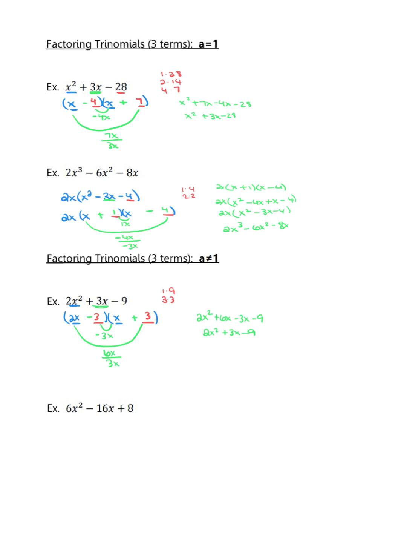Okay, the next one, 6x squared minus 16x plus 8. Notice that all of the numbers are even, so there's a GCF of 2.